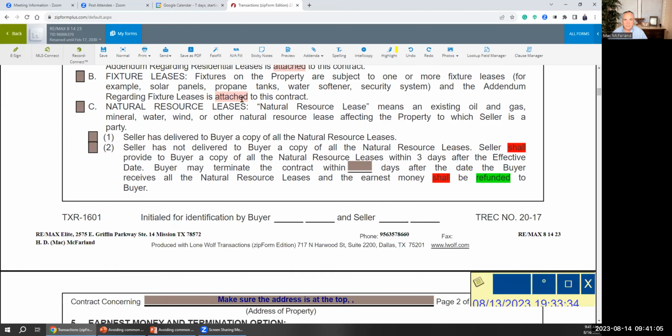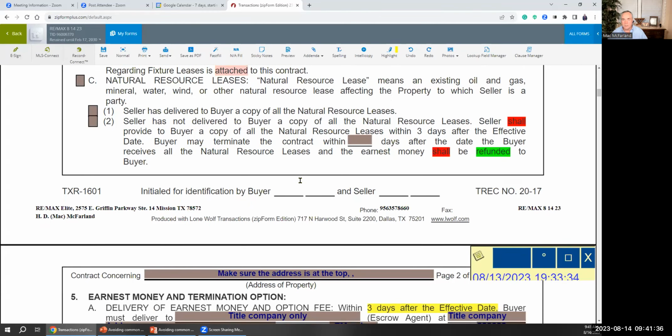Then we also have fixture leases. Same thing, the addendum needs to be attached. Then you have the natural resources, and here are some of those shalls for you. Just as an example, if there is a natural resource lease, then the seller shall provide the buyer with a copy of that lease within 3 days, if they didn't already do that. If you're on the listing side and you have this, upload that, make that a part of your seller's disclosure on MLS.